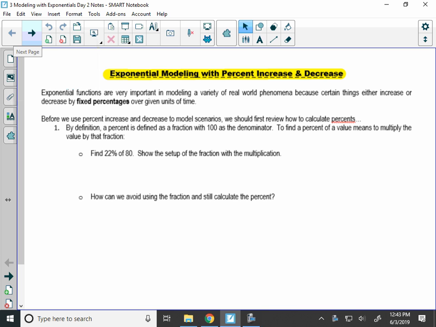All right, let's keep talking about exponential modeling. Today we're going to talk about modeling with percent increase and percent decrease. So let's review a little bit about percents here, so that'll help us when we come time to actually writing the equations and the models.